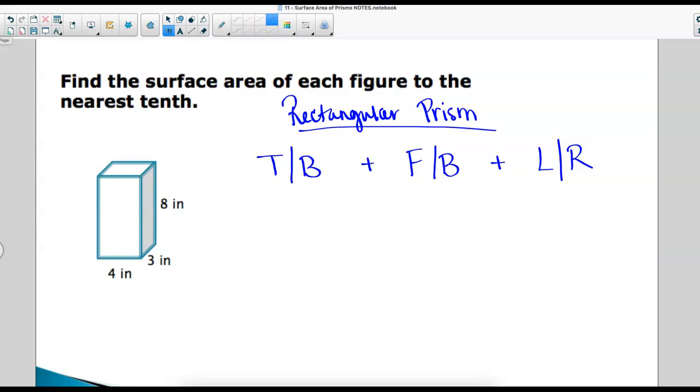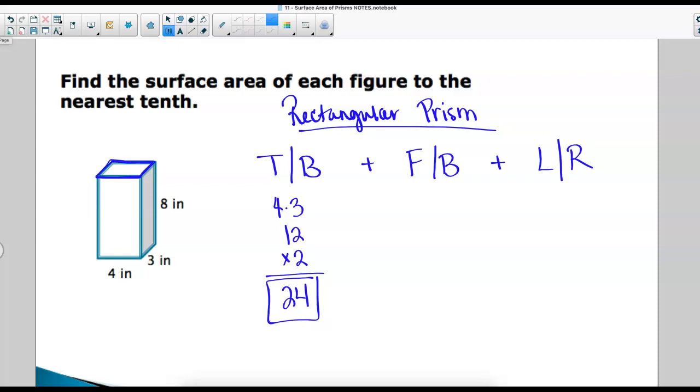Okay, so I'm gonna color code again. I'm gonna start with the top and the bottom. Here's the top. I'm gonna outline the top in blue. You can do it whatever color you want. What shape is it? Well, rectangle, right? Okay, so the dimensions on that rectangle are 4 and 3. So 4 times 3 is 12. That's just the top. We also need the bottom, so what do I have to do with that number? Times it by 2. So that's 24.